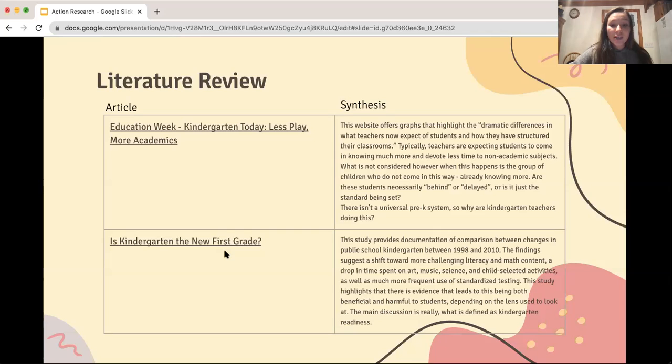The main discussion is really what is defined as kindergarten readiness. These two articles really go hand in hand, but I thought it was very interesting that this article did not lend itself one way or the other. There were times that it would say, hey, this is awesome, this is beneficial for us to be doing this to kindergartners, pushing them to read, pushing them to know every single letter, pushing them to know numbers past 100.